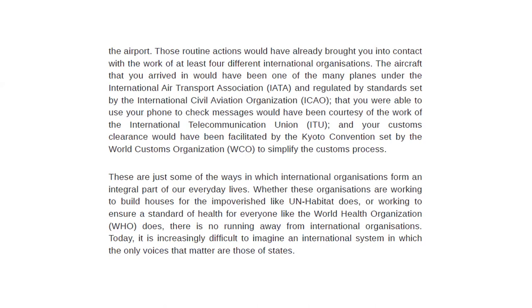Those routine actions would have already brought you into contact with at least four different international organizations. The aircraft that you arrived in would have been one of the many planes under the International Air Transport Association, IATA, and regulated by standards set by the International Civil Aviation Organization, ICAO. That you were able to use your phone to check messages would have been courtesy of the work of the International Telecommunication Union, ITU. And your customs clearance would have been facilitated by the Kyoto Convention, set by the World Customs Organization, WCO, to simplify the customs process.